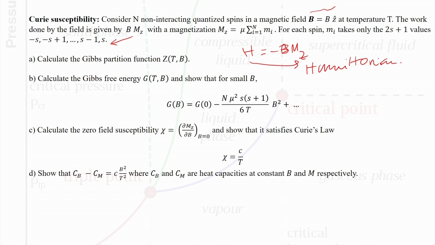So the idea is to calculate the partition function and then expand in powers of B. From this you will be able to calculate the magnetization and the linear susceptibility, and then show that the susceptibility obeys Curie's law, which is basically a constant divided by temperature. And the goal is to also find this constant in terms of the other parameters in the problem. These are fairly trivial, but what is interesting is the last question here.